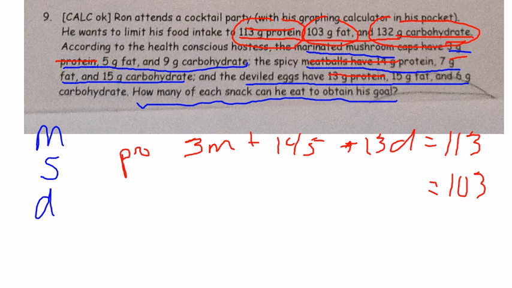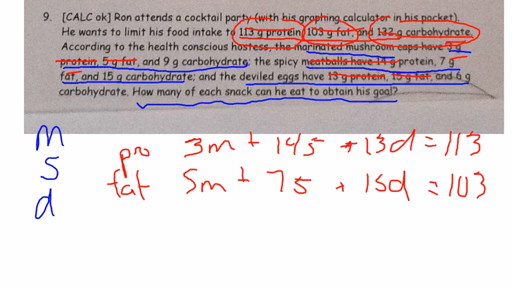This is going to be the equation for the fat that's in each of these foods. So I get 5 grams. What's the next one? 7 grams and 15. So 5m plus 7s plus 15d. And then lastly, I get, so cross that off, 132.